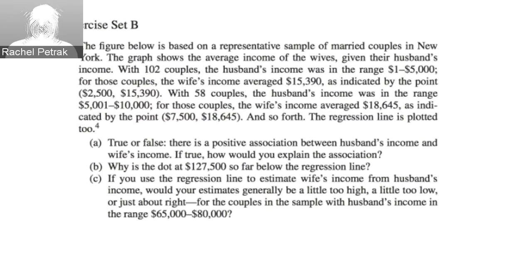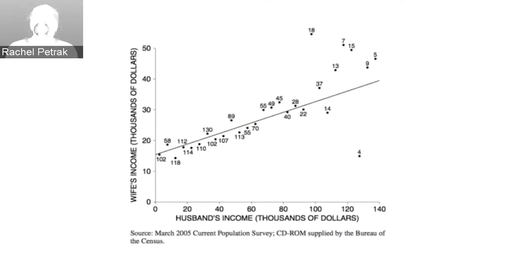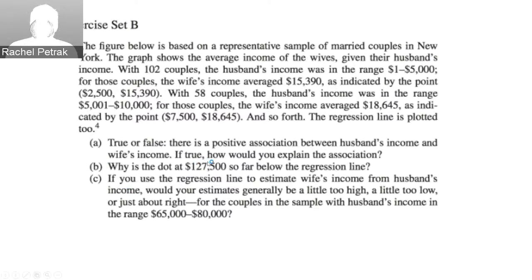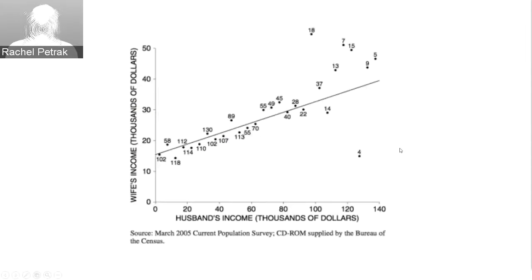And the regression line is plotted here in the graph. You can see this. Oh, they were just showing us the bottom of the diagram. True or false, there's a positive association between husband's income and wife's income. Well, this is clearly true. We can see that there's a clear positive association here. The line is going up, showing an increase in Y per unit increase in X.